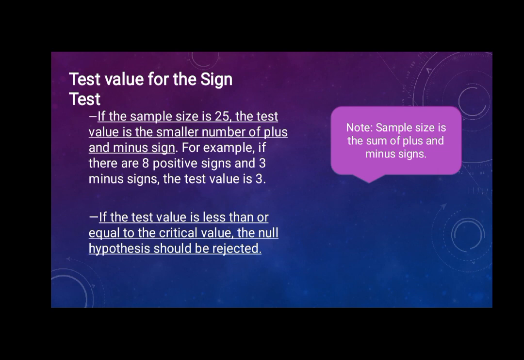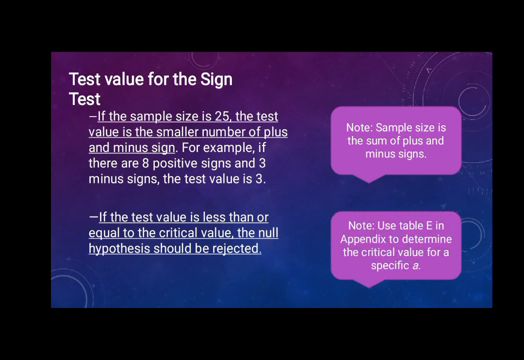If the test value is less than or equal to the critical value, the null hypothesis should be rejected. Note that we use Table E in the Appendix to determine the critical value for a specific alpha level.